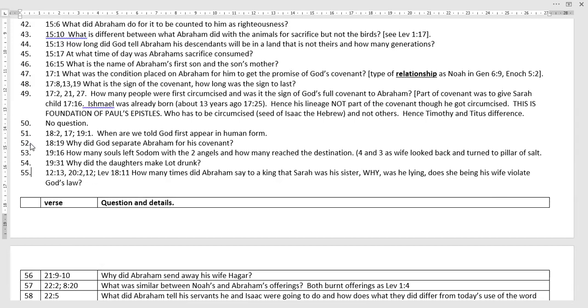Question 55. How many times did Abraham say to a king that Sarah was his sister? Why was he lying? Does she, being his wife, violate God's law? The answer is in chapter 12, verse 13, and chapter 20, verses 2 and 12, and so forth. So it's twice he said this. Does it violate the law? No, because he said that indeed she's my sister. She's the daughter of my father, but not the daughter of my mother. No, she's not my direct sister.